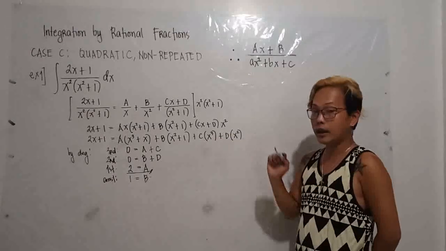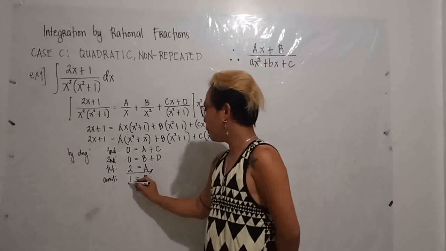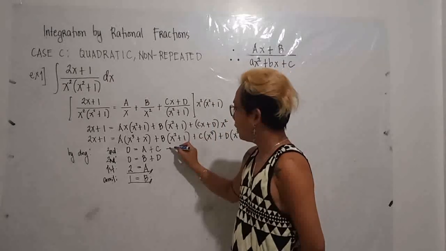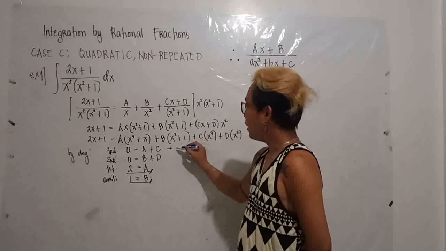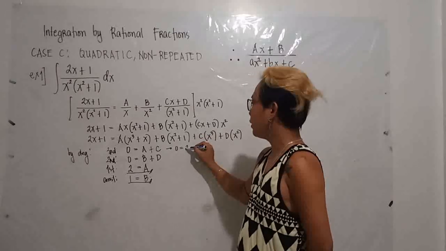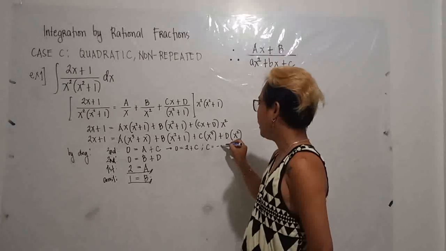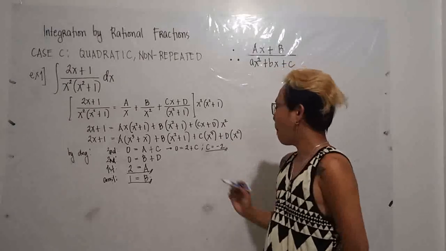Then pagdating kay D, wala. Therefore, the value of your B is 1. So in that case, pwede na natin i-solve si C using the value of A. So that is 0 equals 2 plus C. Therefore, the value of C is negative 2.